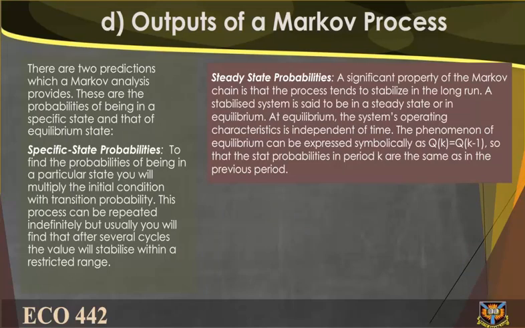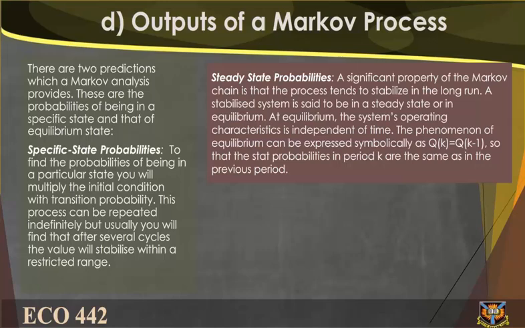D. Outputs of a Markov process. There are 2 predictions which a Markov analysis provides. These are the probabilities of being in a specific state and that of the equilibrium state. Specific state probabilities. To find the probabilities of being in a particular state, you will multiply the initial condition with the transition probability. This process can be repeated indefinitely, but usually you will find that after several cycles, the values will stabilize within a restricted range.